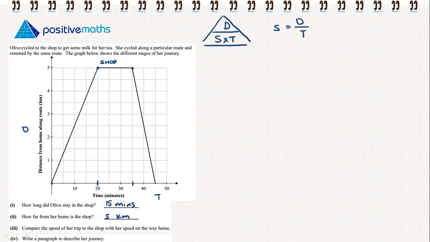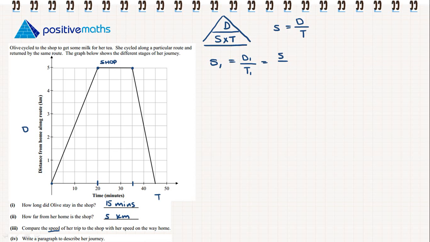So when asked to compare the speed of her trip to the shop with her speed on the way home, we're going to find the speed from her home to the shop, find her speed from the shop on the way home, and see how they're different. So speed 1 will be from her home to the shop. This is going to be distance 1 over time 1. So our distance 1 is going to be the distance she travelled. So this is 5 kilometers.